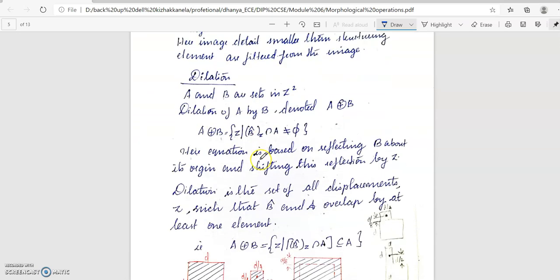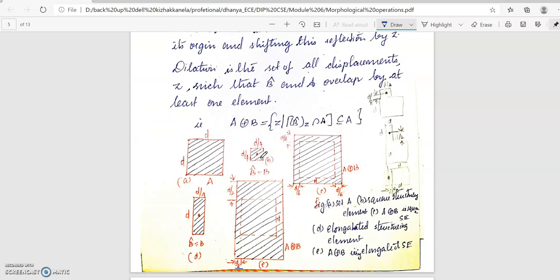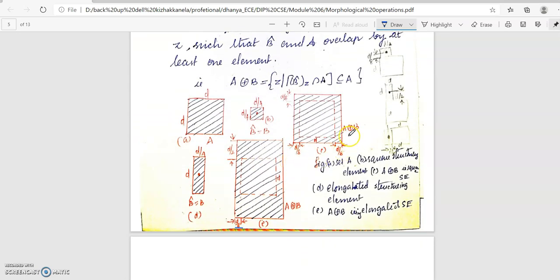Now we see what dilation is. Dilation is represented by the symbol A dilation B, a plus inside a circle. In the case of dilation, we take the reflection of B and its translation.